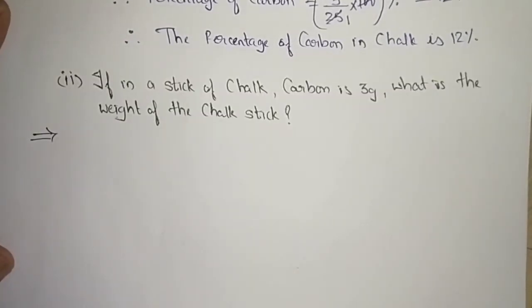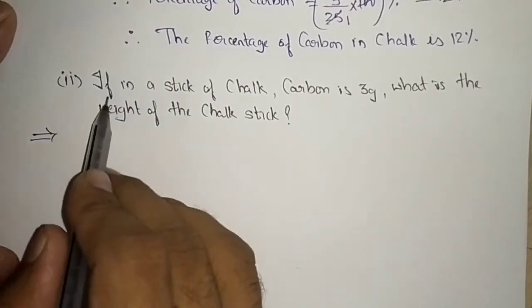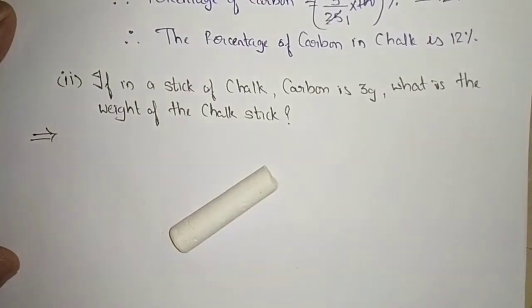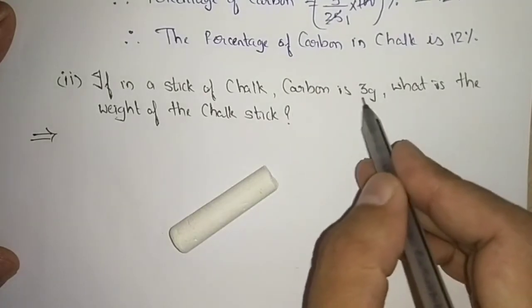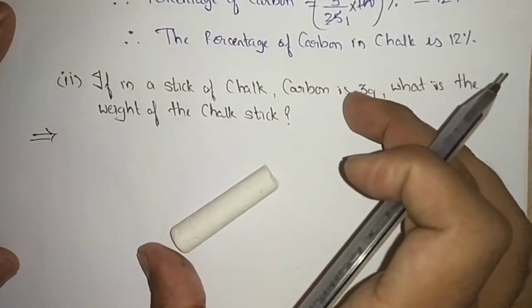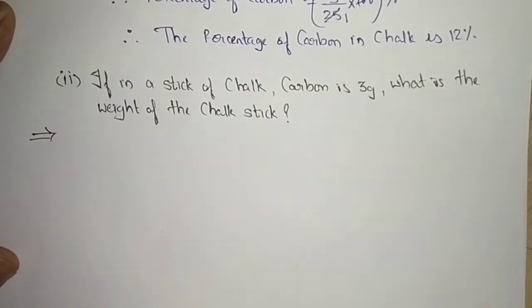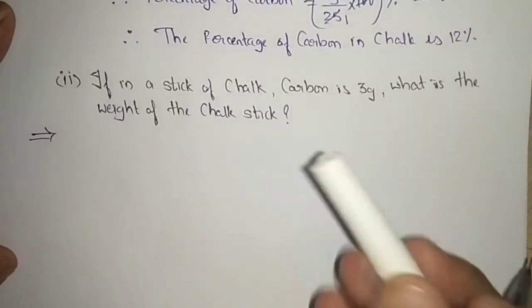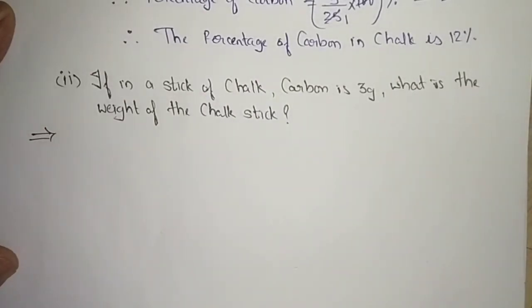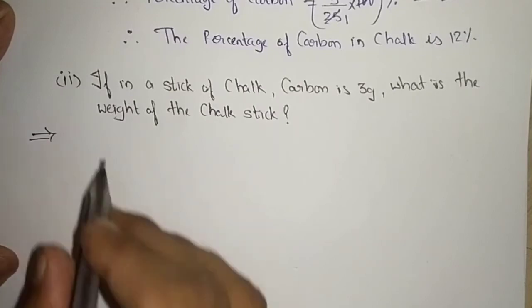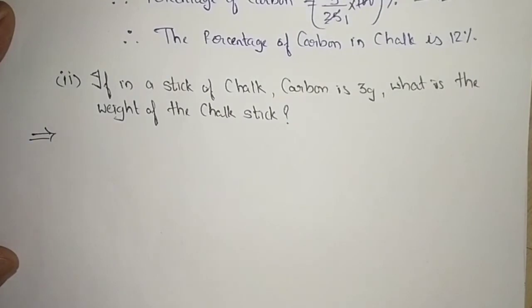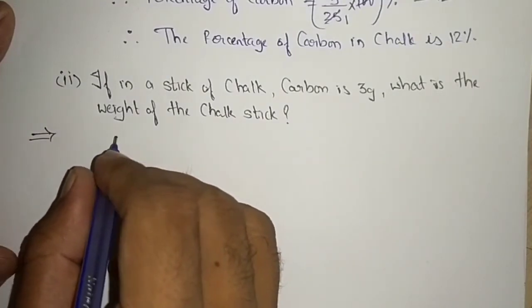Now let me write the second part. Part 2 says, suppose this is the whole stick of chalk, and in that stick of chalk, carbon is 3 gram. The carbon contained in this stick of chalk is only 3 gram. What is the weight of the chalk? Since we have to find the weight of the chalk stick that we don't know, we will suppose it as x gram.